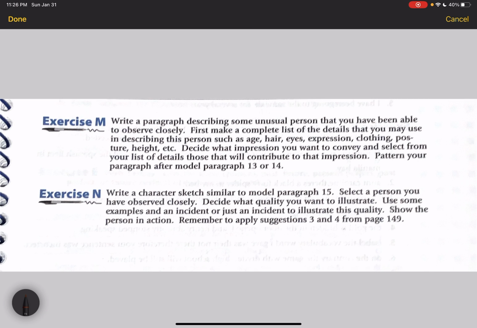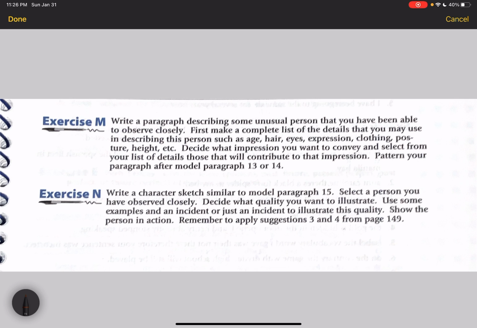So exercise M for your character sketch would be: write a paragraph describing some unusual person that you have been able to observe closely. First, make a complete list of the details that you may use in describing this person, such as age, hair, expression, eyes, clothing, posture, height, etc. Decide what impression you want to convey and select from your list of details those that will contribute to that impression. Pattern your paragraph after model paragraph 13 or 14.